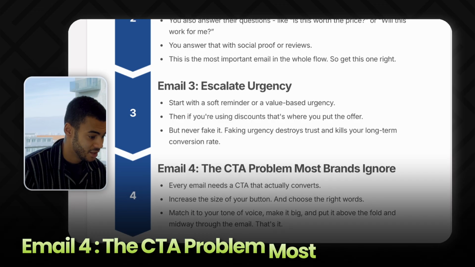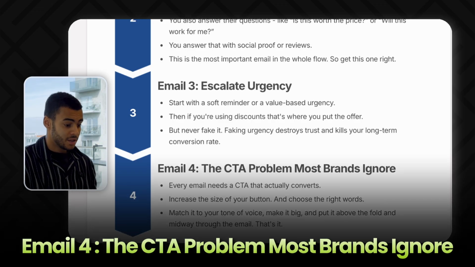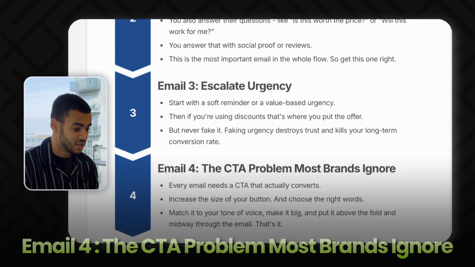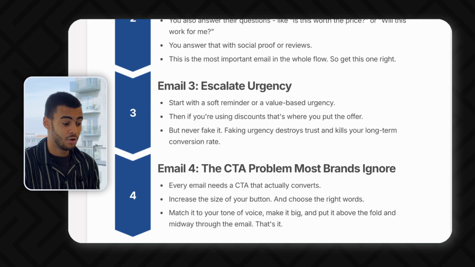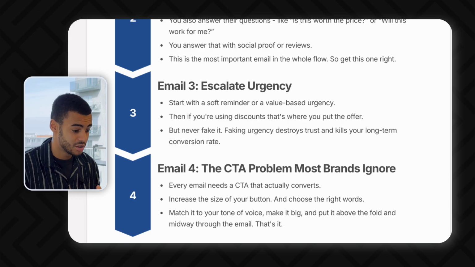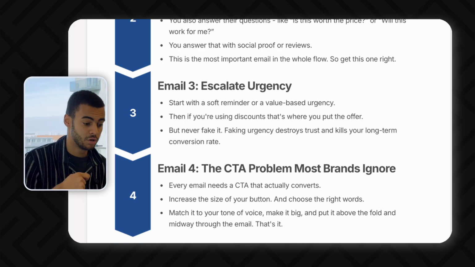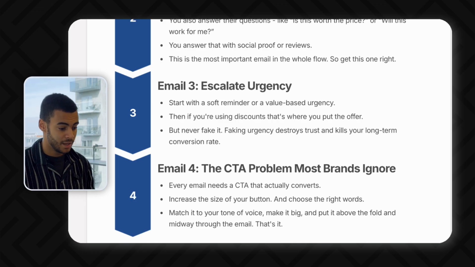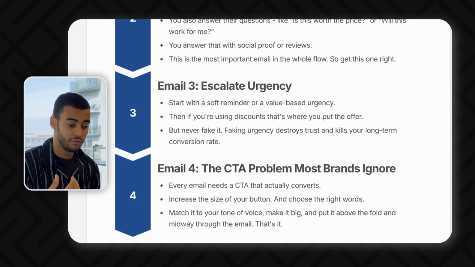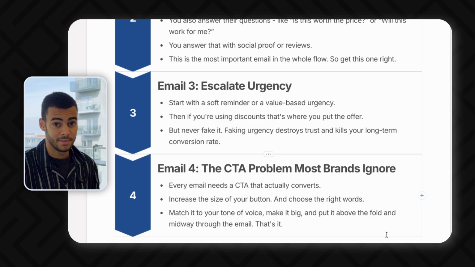Then we have email 4. Here is where you're really going to focus on the CTA that's actually converting customers, because you've got to increase the button size, choose the right words, and basically make the whole email focus on your tone of voice. You've got to make it big, and you really have to focus on converting people. And basically, that's it.